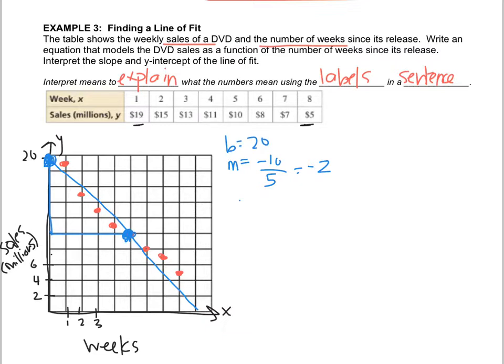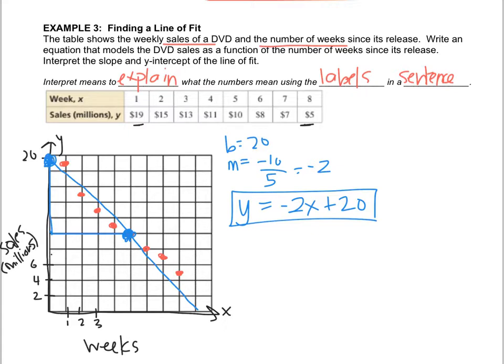So the formula for my trend line, my line of fit, is -2x plus 20. Now that's my line, my equation. You could have drawn the line just tilted a little more slanted one way or the other. Your intercept might be at 21 or at 19. You might have, you know, a -1.5 slope or something like that. But all of our equations should be pretty much close to each other.